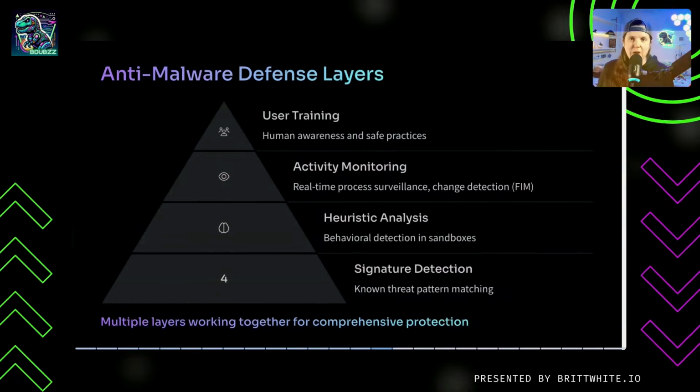Change detection or file integrity monitoring, also known as FIM, acts as your tamper-proof seal by maintaining cryptographic hashes of important files. It immediately alerts you to any unauthorized changes, such as malware trying to modify system files or security settings. The final and crucial piece here is user training and awareness.